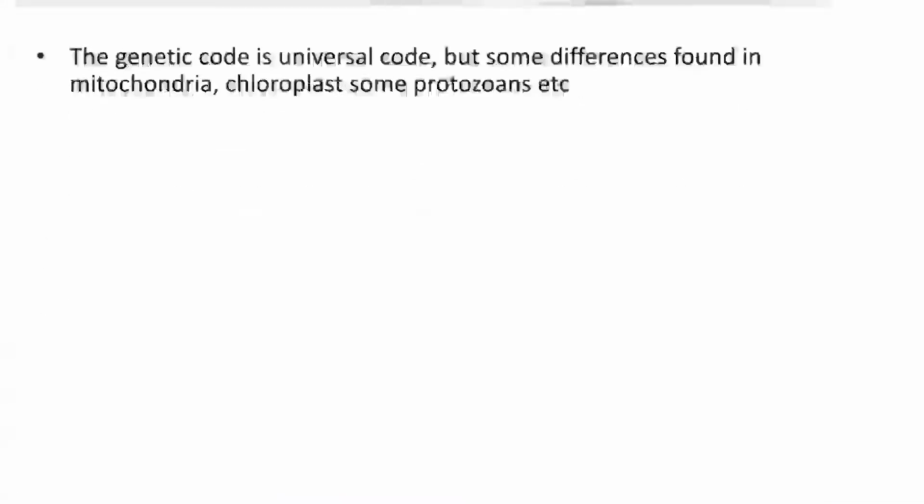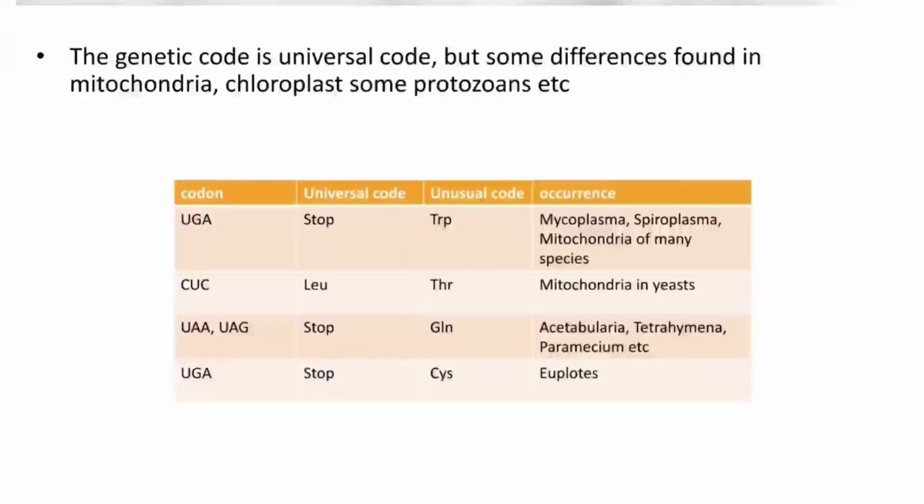The genetic code is a universal code, meaning that the same code is used throughout all life forms, but some differences are found in mitochondria, chloroplasts, some protozoans and others. In this diagram, you can see that UGA is a stop codon, but sometimes it codes for tryptophan. CUC is a codon which codes for leucine, but sometimes it codes for threonine. UAA and UAG are also stop codons, but sometimes they code for glycine. UGA is also a stop codon, but sometimes it codes for cysteine.